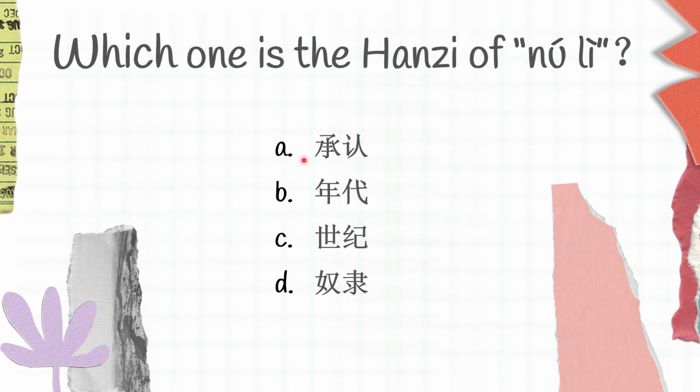A is 承认, B is 年代, C is 世纪, D is 奴隶, and 奴隶 is D.